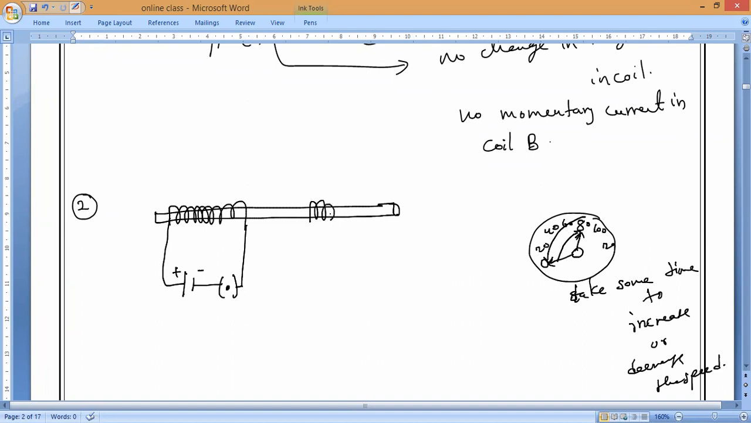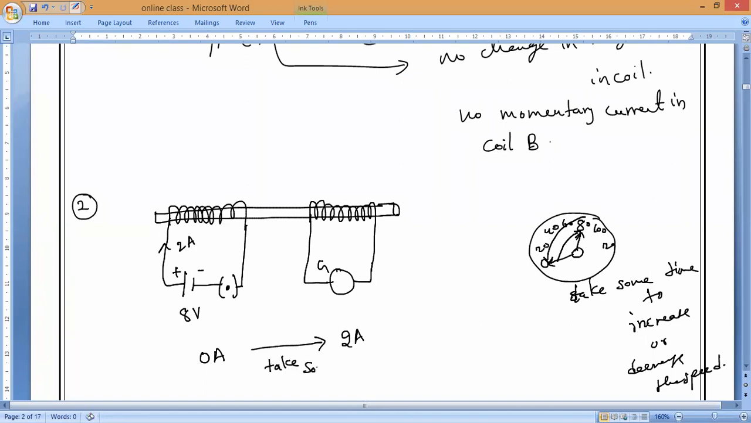So now you tell me, the magnetic flux around coil A, does it keep on increasing or not? Please respond. Suppose I switch on the circuit and I have given 8 volts. For example, I'm considering that 2 amperes of current is passing. Initially, what is the current? The initial current is 0 amperes, and to increase the current to 2 amperes, it will take some time. Yes or no? Yes, sir, it takes some time.